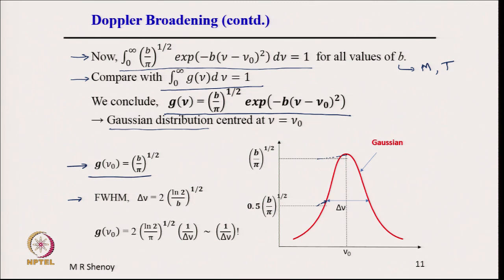b. And therefore, g of nu 0, if you again substitute for b in terms of delta nu, then you get g of nu 0 is equal to 2 times square root of ln 2 by pi into 1 by delta nu. These are all constants, and this will come out to be approximately 0.94. That means this is almost 1, and therefore, g of nu 0 is equal to 1 by delta nu.